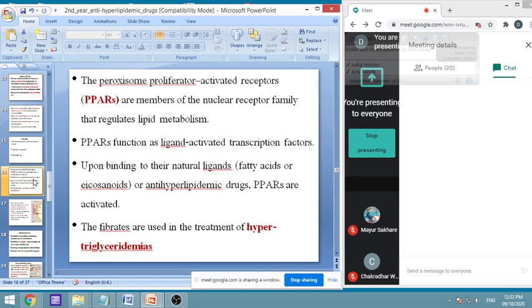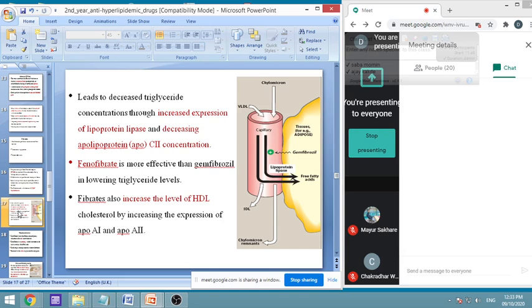So PPARs function as ligand activated transcription factors. Certain ligands bind to these PPARs and cause activation of transcription factors. Upon binding to their ligands, natural ligands like fatty acids or eicosanoids, the anti-hyperlipidemic drugs activate PPARs, and fibrates are used in the treatment of hypertriglyceridemia. By this mechanism with PPAR, they block lipid synthesis.